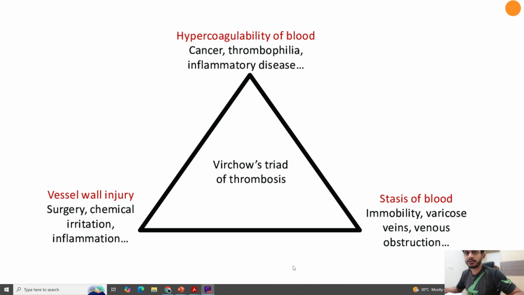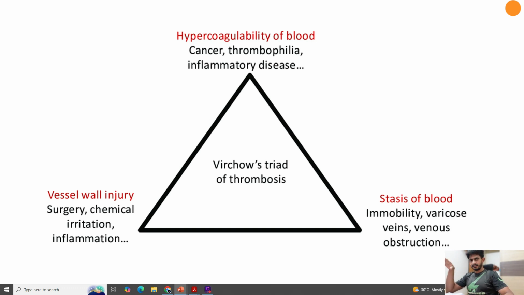Hi guys, today we'll be talking about deep vein thrombosis, its relation to orthopedics, its diagnosis, and the thromboprophylaxis we usually use in orthopedic surgery. So, coming to it, let's just start off with something called Virchow's triad. So, what is Virchow's triad of thrombosis?